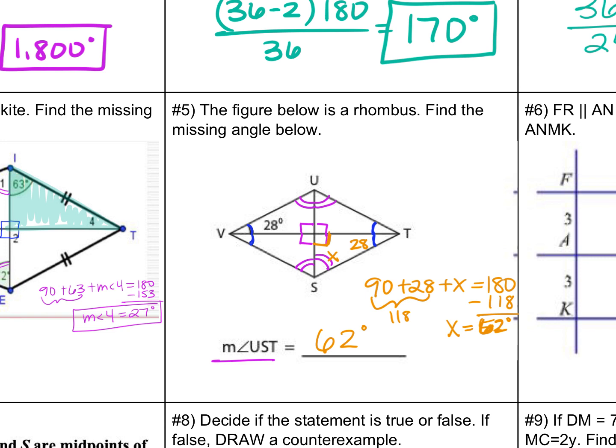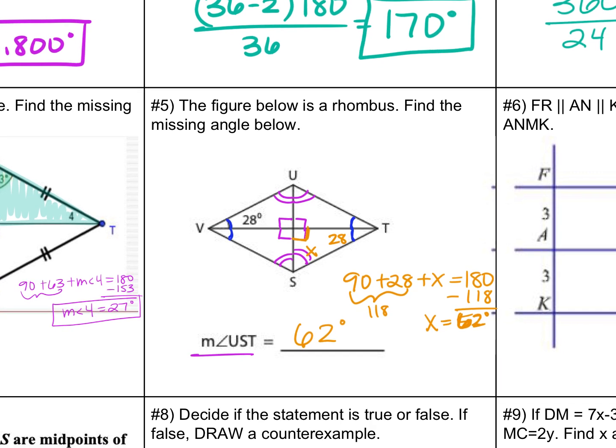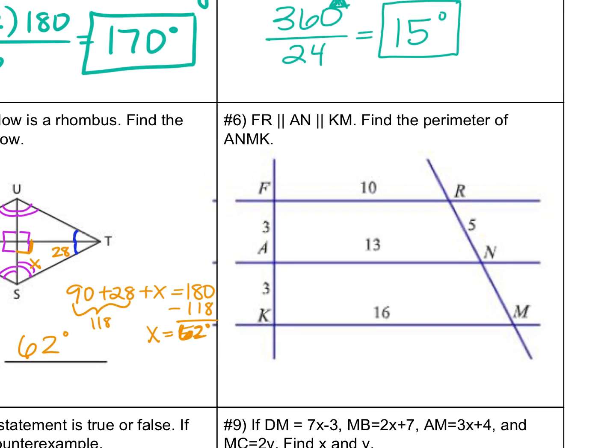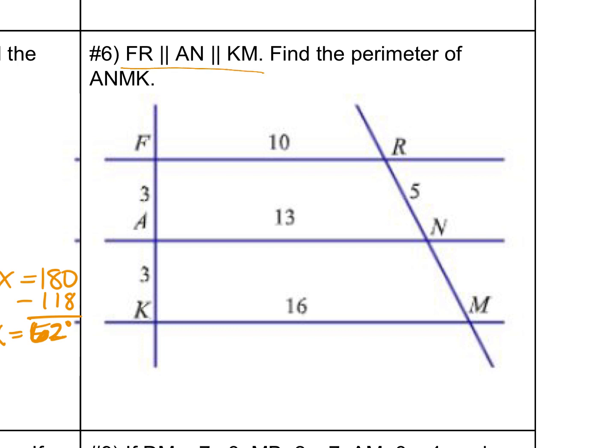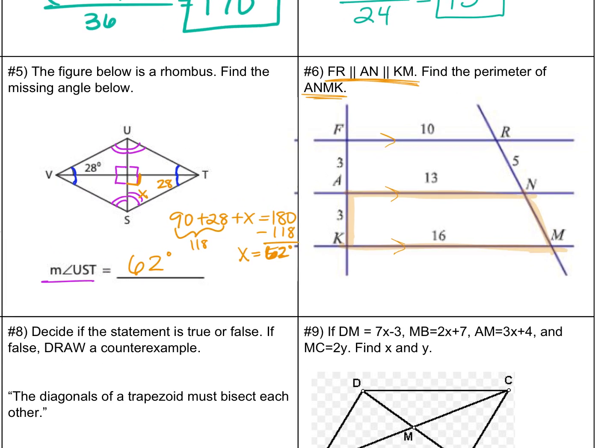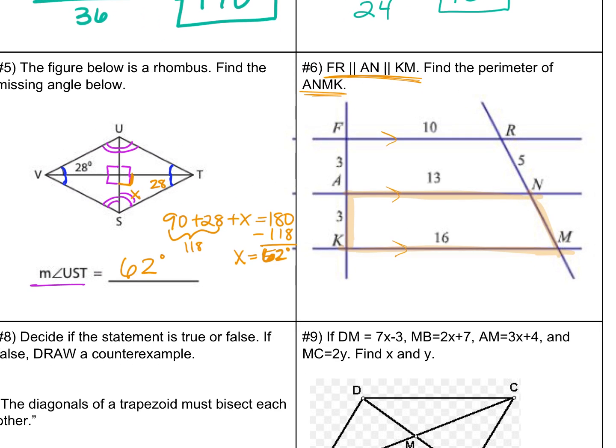Any questions on that? Okay, you try number 6 on your own. It says the lines are parallel. We want the perimeter of ANMK. So ANMK is this figure, right? So it's a quadrilateral. We want the perimeter. See if you can figure that one out.